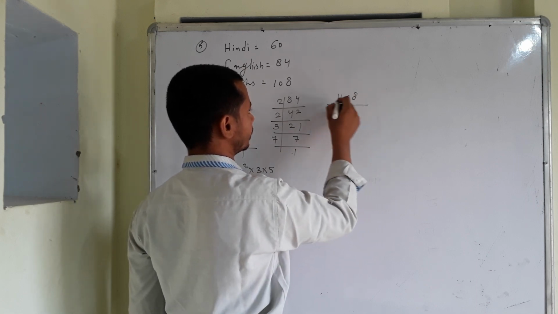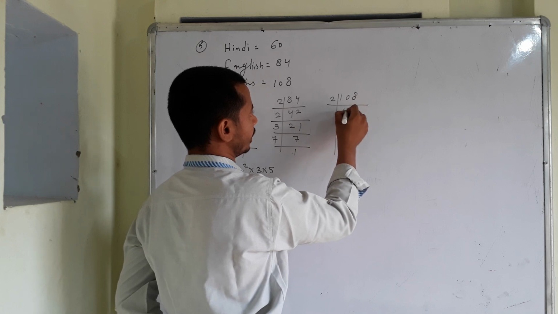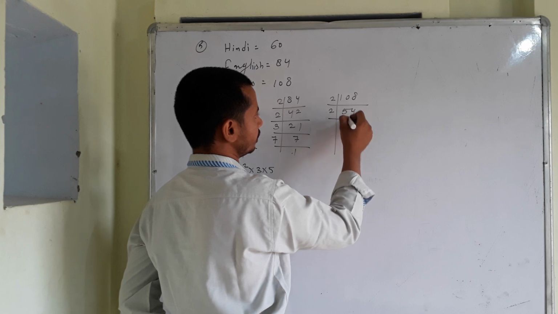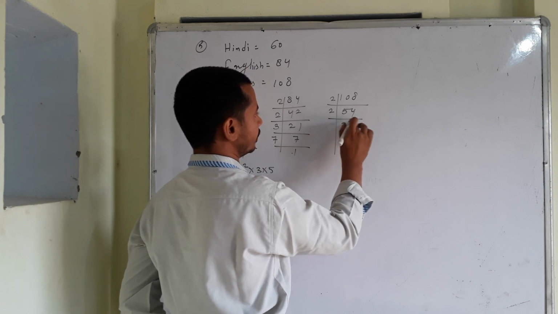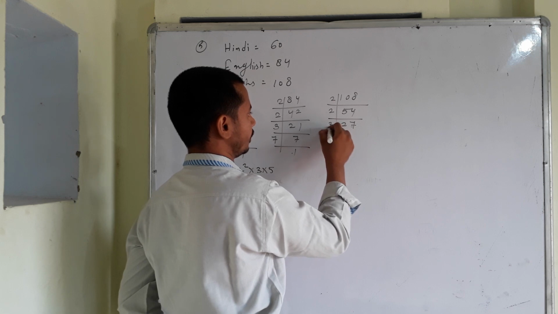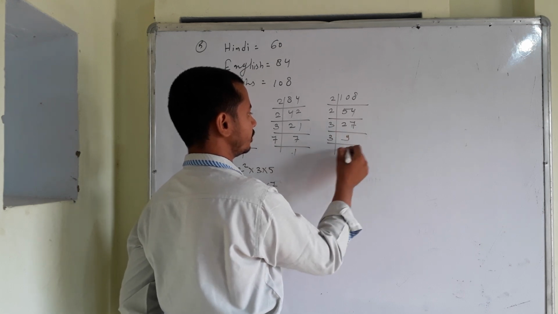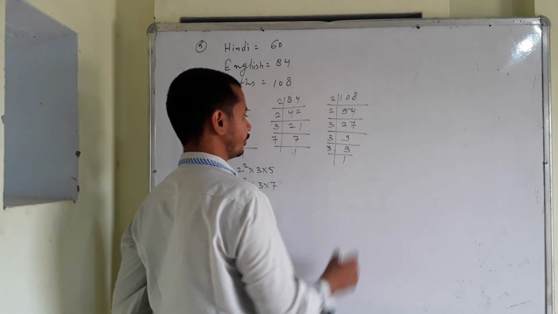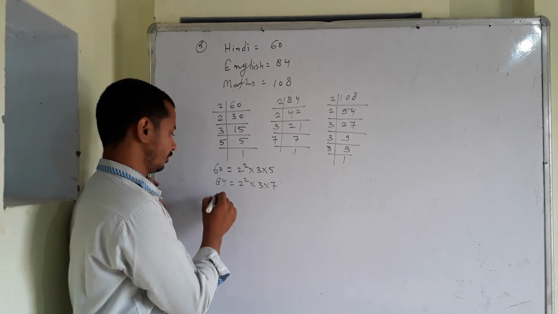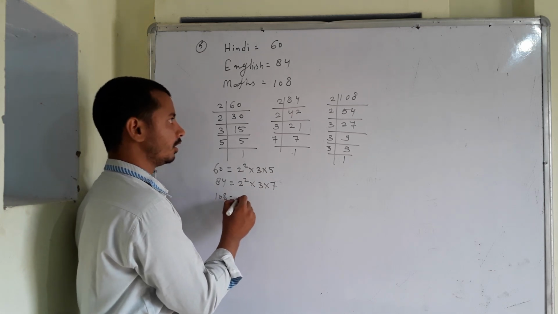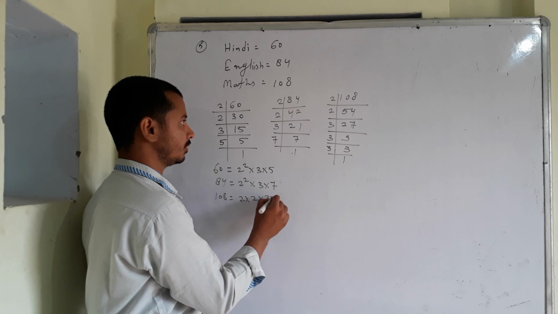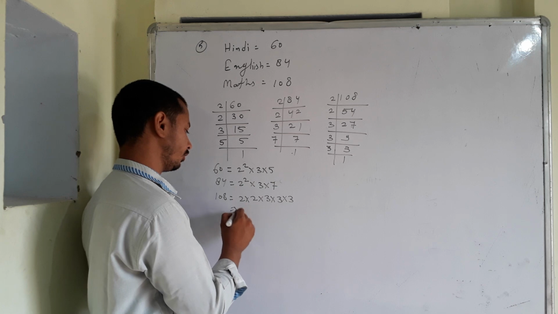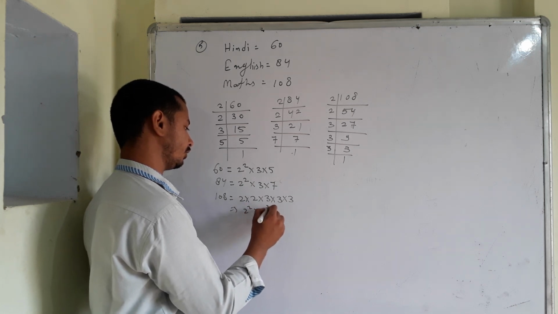And the last subject is maths, 108. So factorize 108 by 2, then we find 54, again 2, so we find 27, divide by 3, so we find 9, again 3, and the last factor of 108 is 3, so we find 1. And the factors of 108 equal 2 multiply 2 multiply 3 multiply 3 multiply 3. Okay, and we can also write it as 2 square multiply 3 cube.